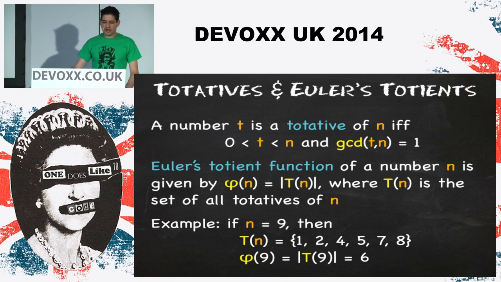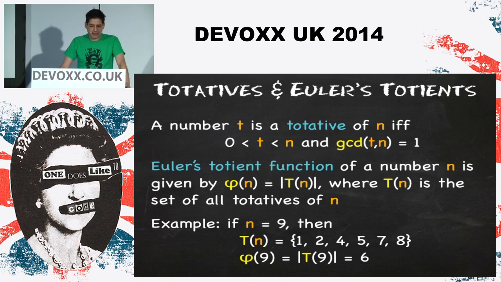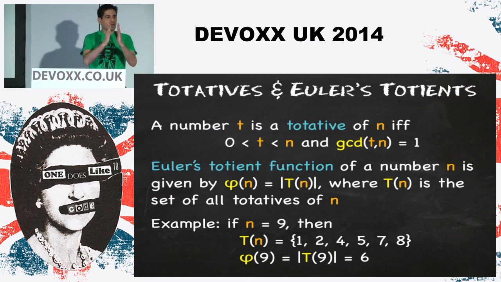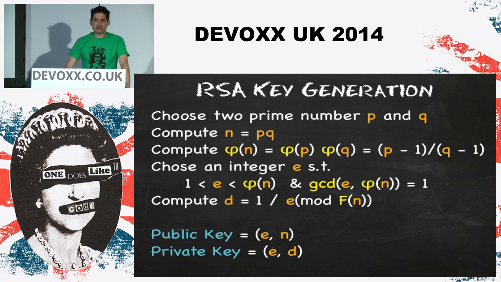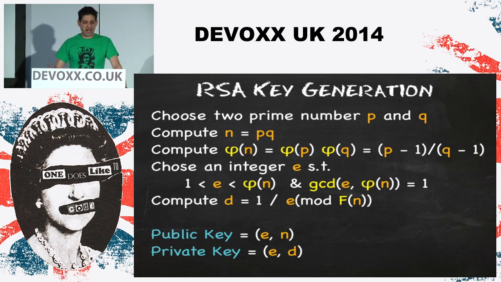There's this totative and Euler's totient, which are ways of calculating how many divisors there are for a given number, how many factors there are. So let's start working through RSA. We choose two prime numbers, P and Q, and we multiply them together to give this third one, N.